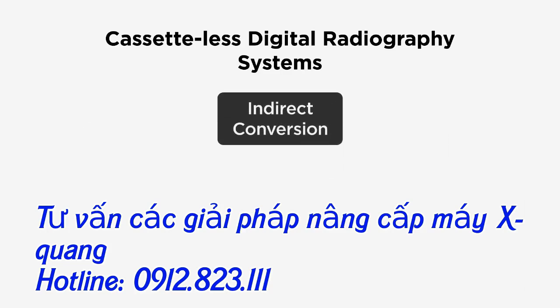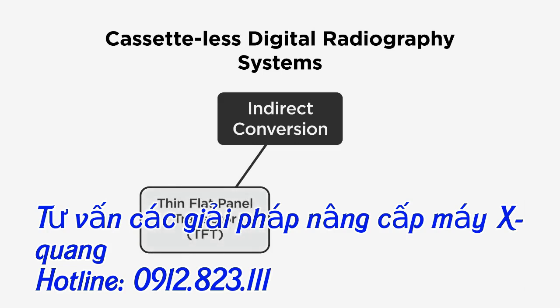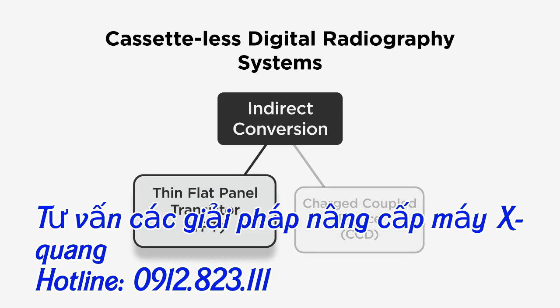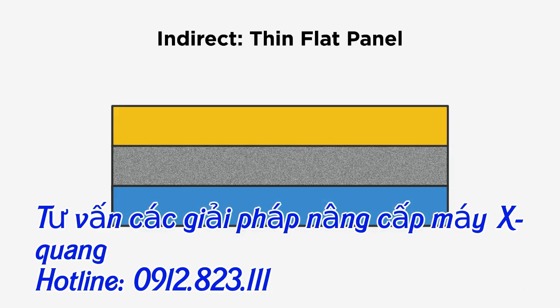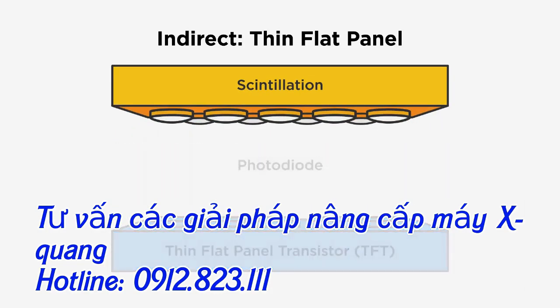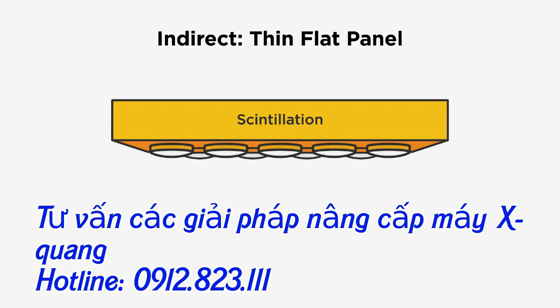Indirect radiography can be further broken down into either thin, flat panel transistors called TFTs, or charged coupled device systems called CCDs. Indirect TFT systems are composed of three main layers: the top scintillation layer, a middle photodiode layer, and the bottom TFT array.